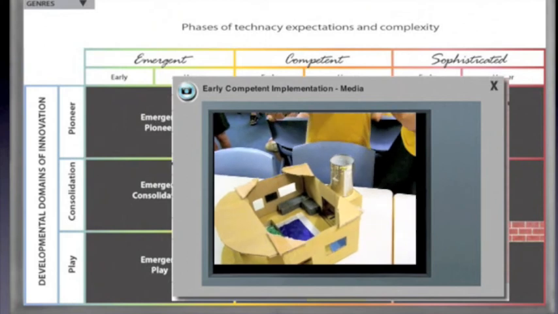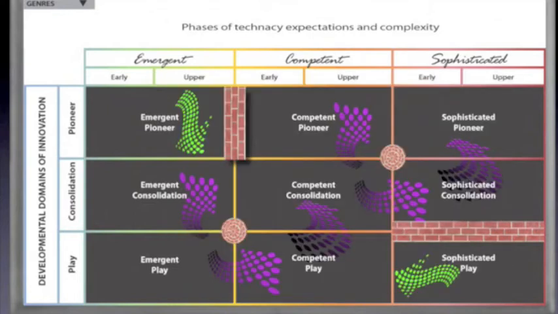Okay, so what I just showed you here is that we're going to include a series of short media clips that will provide visual representation of the instruction that we intend to provide teachers of the diagnosis and expectation levels for their different phase domains in the Technacy diagram.